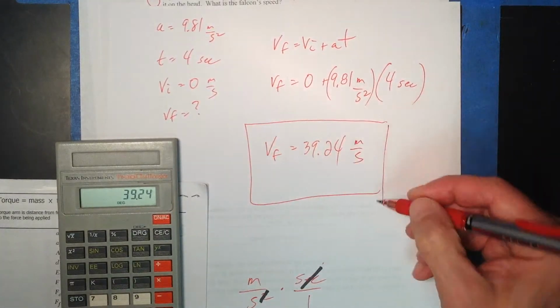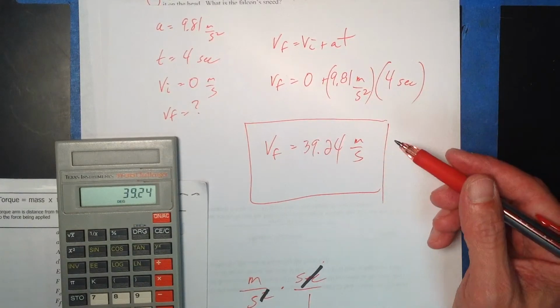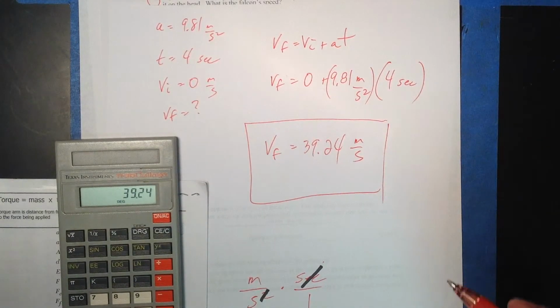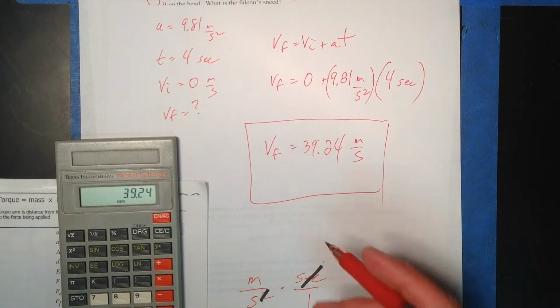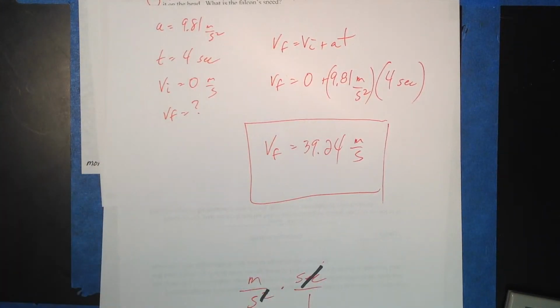Now I want to ask the question, does that make sense? Velocity, speed, measured in meters per second. Does that make sense to me? Is that a unit we would use for it? And the answer, hopefully, you should be saying, yes, it does make sense. And then the final velocity there is just that, meters per second. So work through these. I hope that it helps.